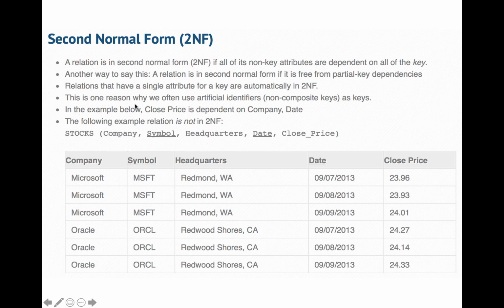This is one reason why we often use artificial identifiers. If the table would have a multiple-attribute primary key, then we define an artificial identifier, let's say ID, to avoid composite keys. We add another key here, we define it to be the primary key, and we give it a unique value for each row.